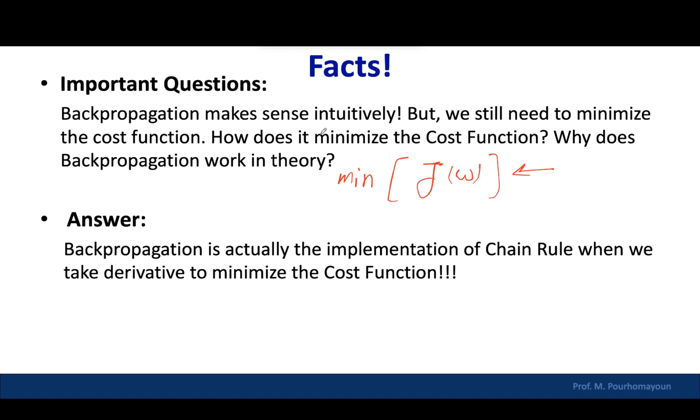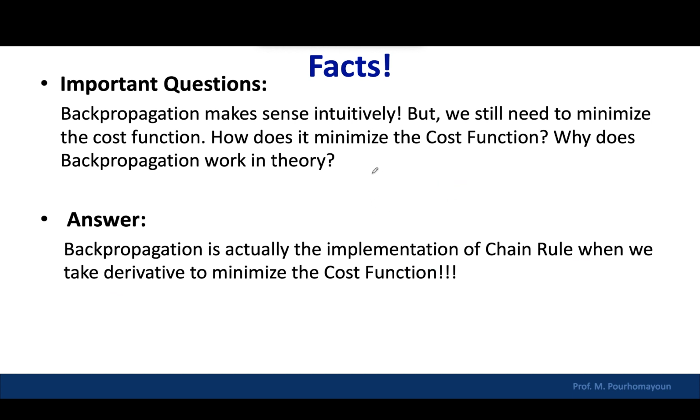Backpropagation is actually the implementation of this. Why do we do that? What does that mean, to return the gradient error backward into the network? It is in fact the implementation of the chain rule when we take the derivative for this minimization. That's it. In fact, backpropagation is the implementation of the chain rule.